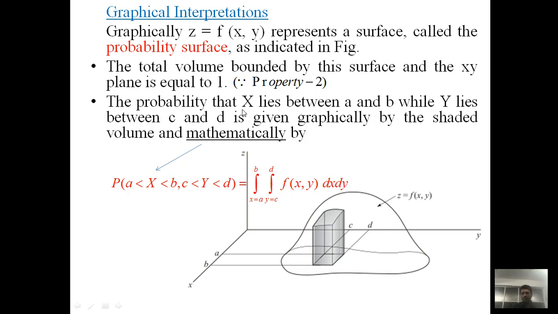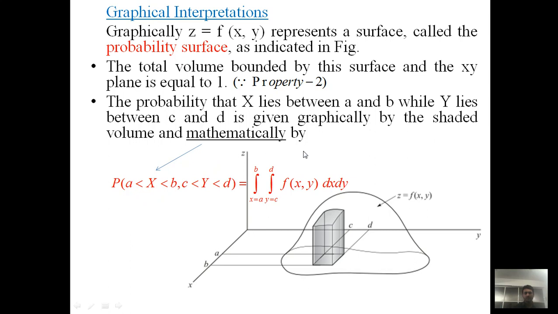The probability that x lies between a and b, on the x-axis, and y lies between c and d, on the y-axis, is given graphically by this shaded volume. So the probability when x lies between a and b and y lies between c and d is graphically given by this shaded volume.